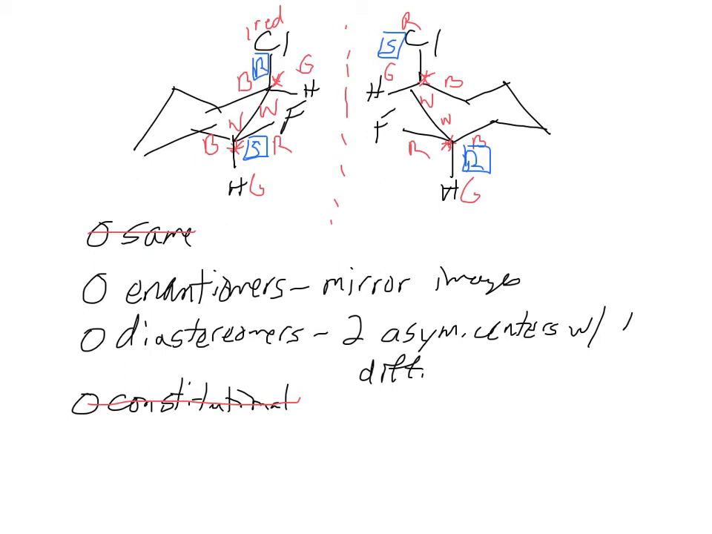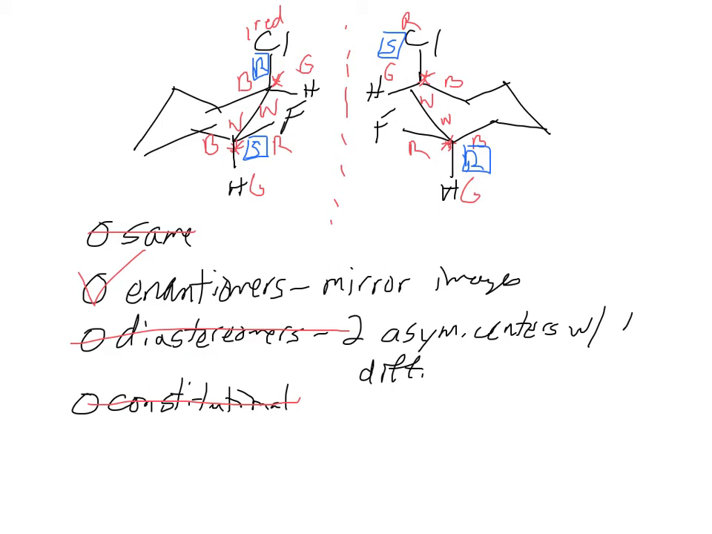So if this is R, this one had to be S. If these are enantiomers, if this is R, this one should be S. This is S, this should be R. So everything should be opposite. So these are not diastereomers; they are enantiomers. If they were diastereomers, right? What would it be if they were diastereomers?